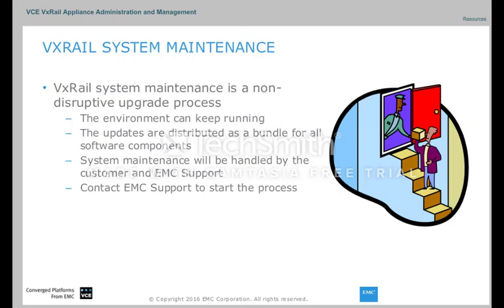For VXRail Appliance, all system maintenance is handled working with EMC support. It is an NDU, a non-disruptive process. The software updates are bundled together or may just contain updates for one component of the VXRail appliance. Either way, this is the only way maintenance is to be applied to this environment. You should not apply an individual fix to any part of the environment, including VMware, unless instructed to do so by EMC support.